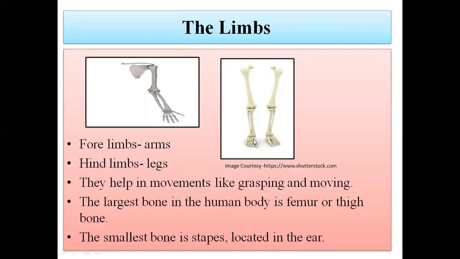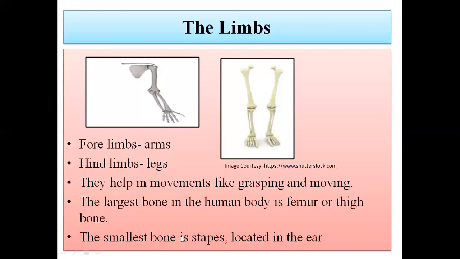And see the arrangement of the limbs. We have digits, we have fingers so that we can grasp things and we can move from one place to another place. The largest bone in the human body is the femur or thigh bone. So children, which is the largest bone in the human body? It is the femur or thigh bone.